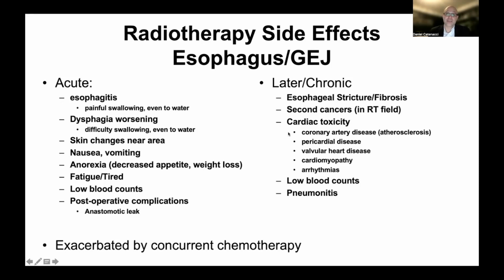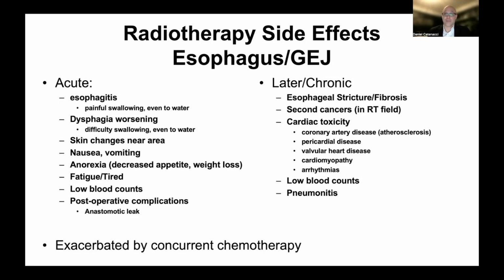Because the heart is in the field of the esophagus, there are a number of different cardiac toxicities that could occur over time. I mentioned the low blood counts, where there are bones and bone marrow in the field. This can lead to lower blood counts later on. And also the lungs can be affected with inflammation called radiation-induced pneumonitis. This can lead to shortness of breath and other complications.